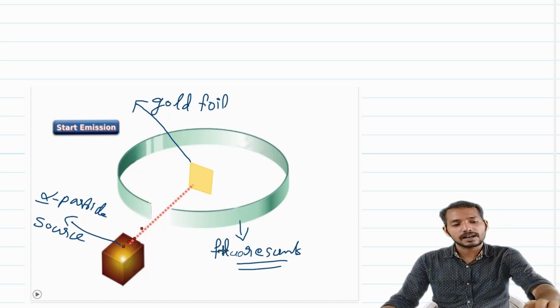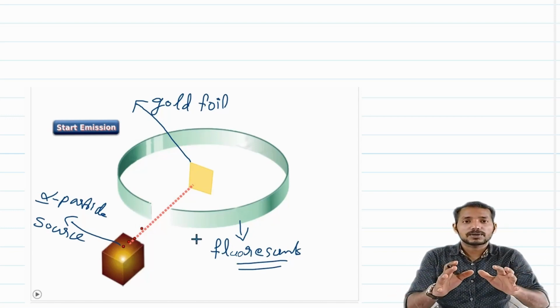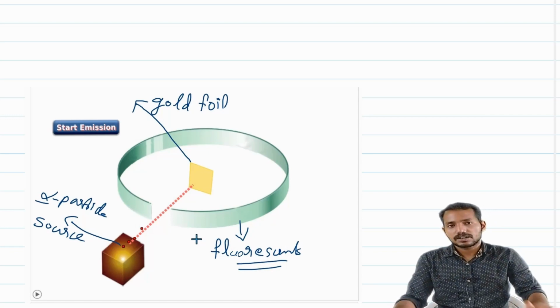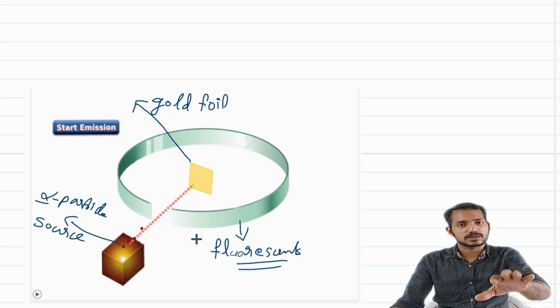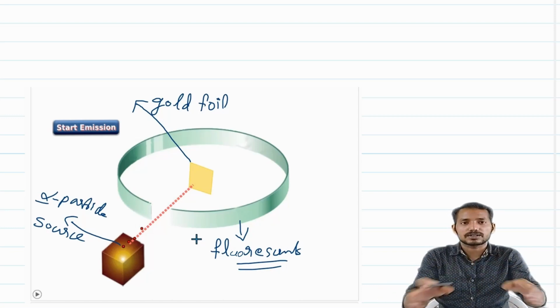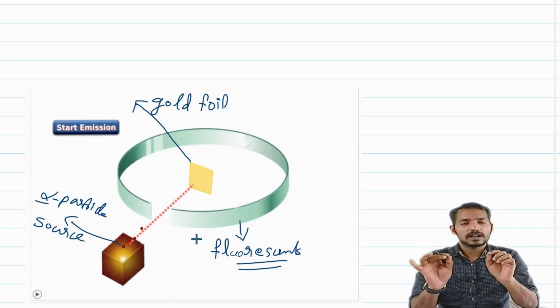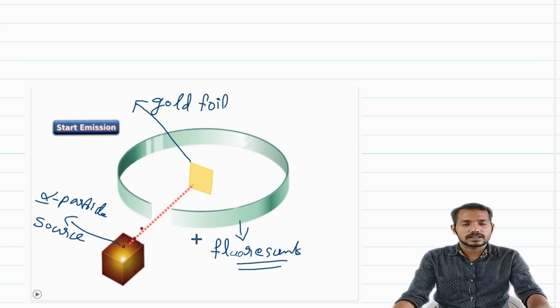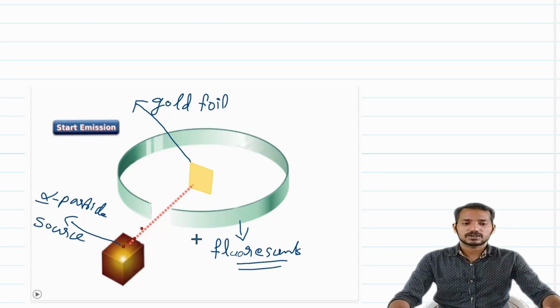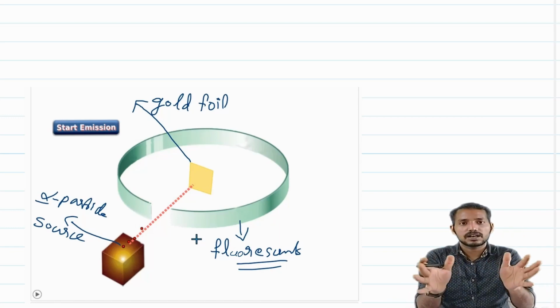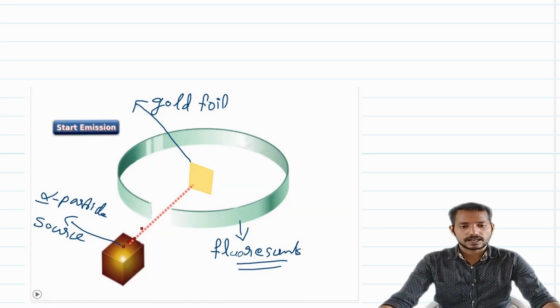It is for detecting alpha particles, because alpha particles are helium ions and cannot be seen by the naked eye. So to detect the presence of alpha particles, he used a fluorescent plate, and when an alpha particle hits this plate, there will be a flash of light. So we can observe that alpha particles hit that portion. So this is the way he set up the experiment. Let's start the emission of the alpha particles.